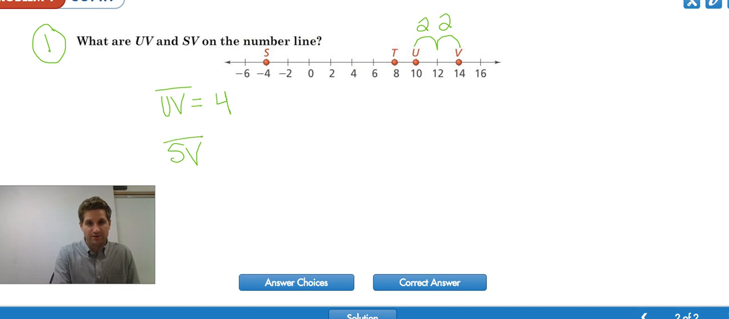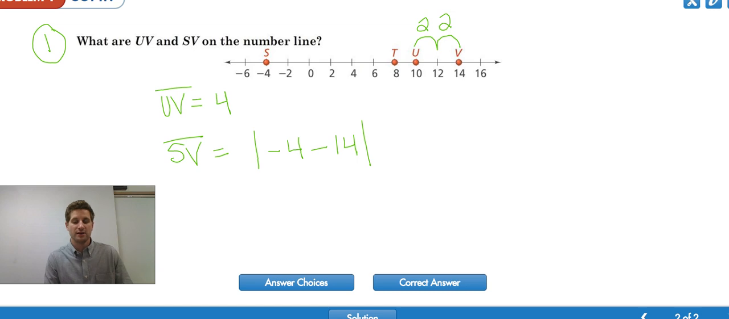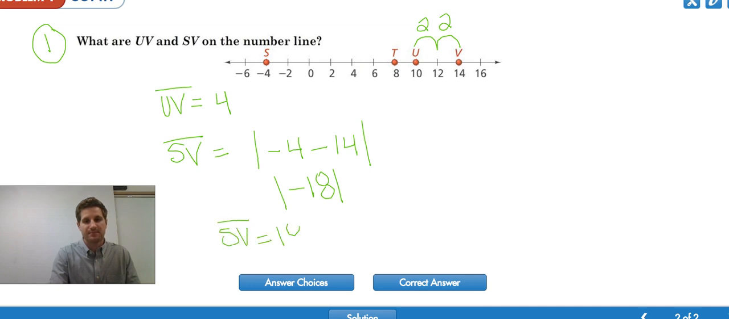SV, they're further apart, so instead of counting, I'm going to say the absolute value of -4 minus 14. So if I take the difference between the two numbers, doesn't matter the order because it's going to come out absolute value. They're both negative here, so we're going to actually combine them. So it's like I took $4 from you and I took $14 more from you, which means I've taken a total of negative $18 from you. But then the absolute value, distance cannot be negative. We get SV is 18.